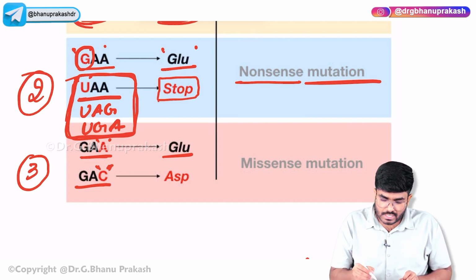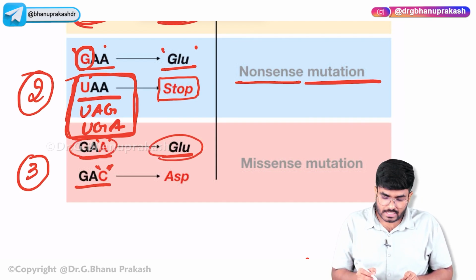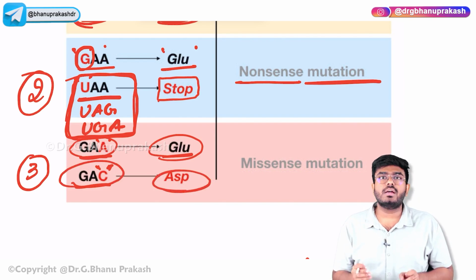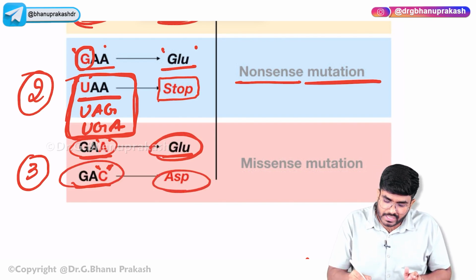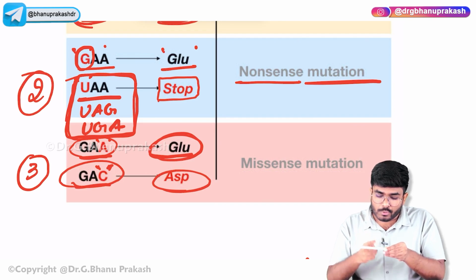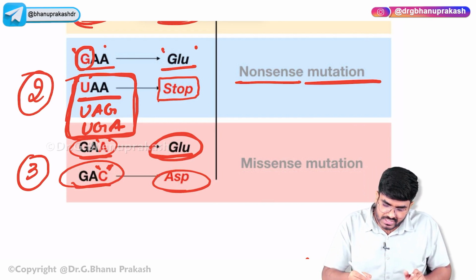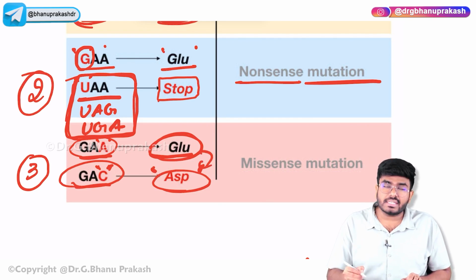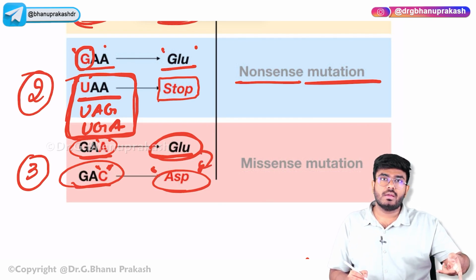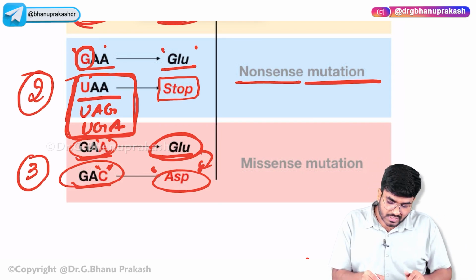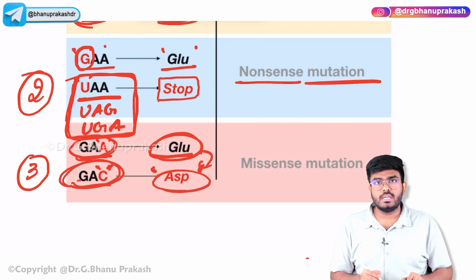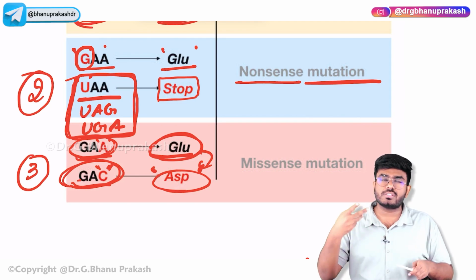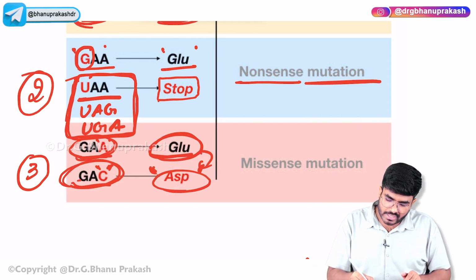Now, what happens? GAA codes for glutamic acid. Whenever there is GAC, it codes for aspartate. Means in the protein, it was supposed to be glutamic acid. Now, who is there? Aspartate is there. So, one amino acid is totally replaced. Okay, now there is a misunderstanding. It was supposed to be GAA, but it is GAC. So, ribosomes misunderstood, tRNA misunderstood it, and now the amino acid is totally replaced.